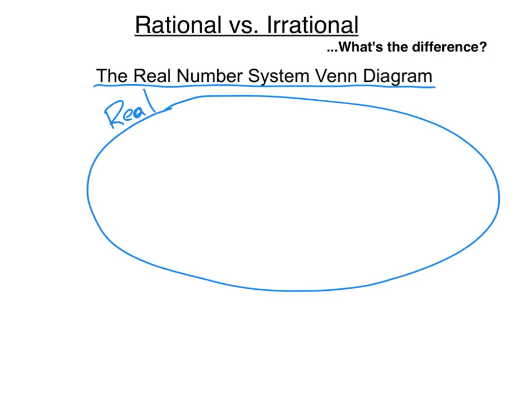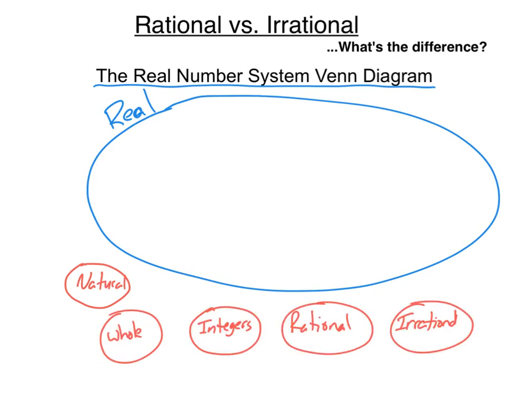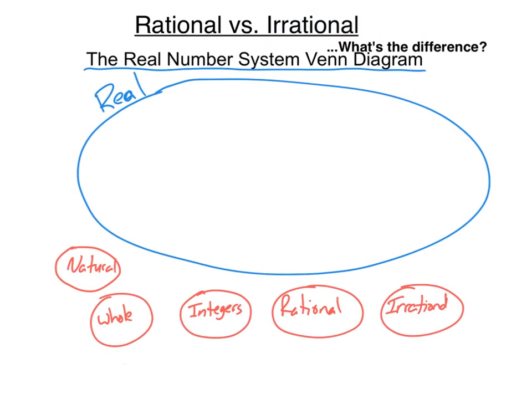Need a little more help? Well, here's a circle, and I have to put natural, whole, integers, rational, irrational. Those are your five terms that we did today. They somehow need to fit inside there. I can't move one at a time, sorry.